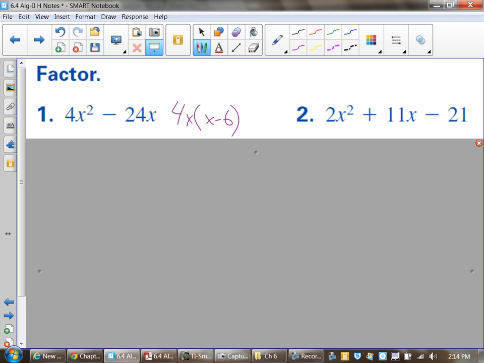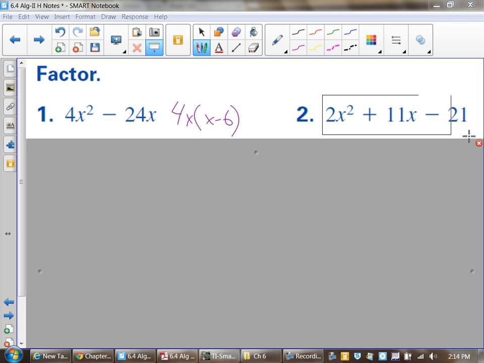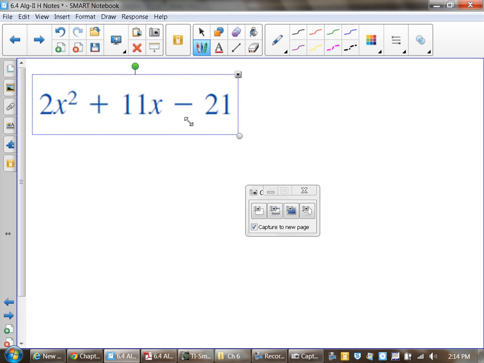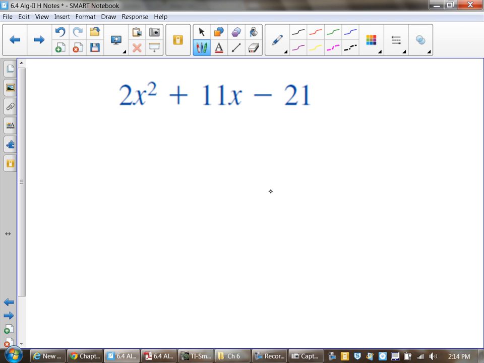The other style of factoring is when you had a first term coefficient not equal to 1. We had to factor stuff by grouping. I want to revisit that as well. So if I look at 2x squared plus 11x minus 21, when I go to factor this one, remember, you multiply the first number and the last number. I get negative 42. What times what is negative 42, but when you add them together, you get positive 11?